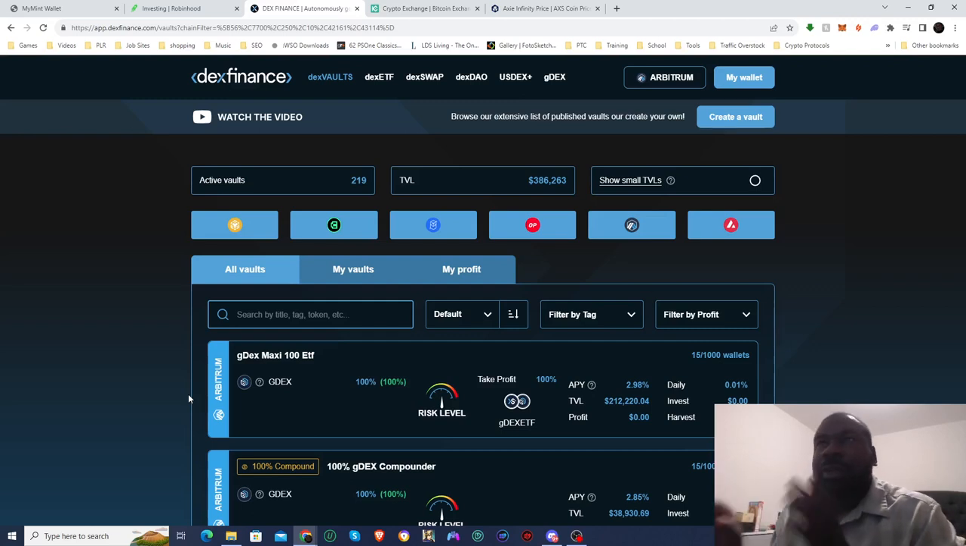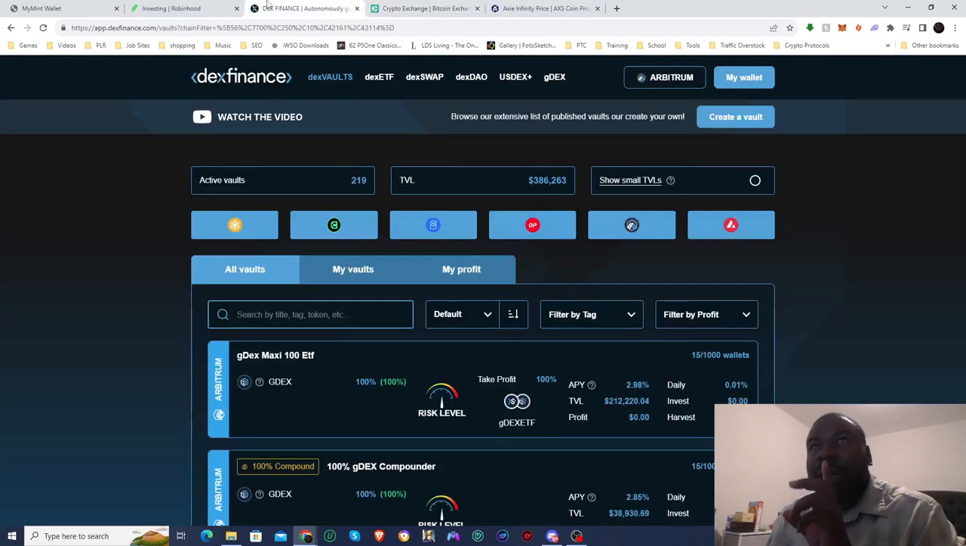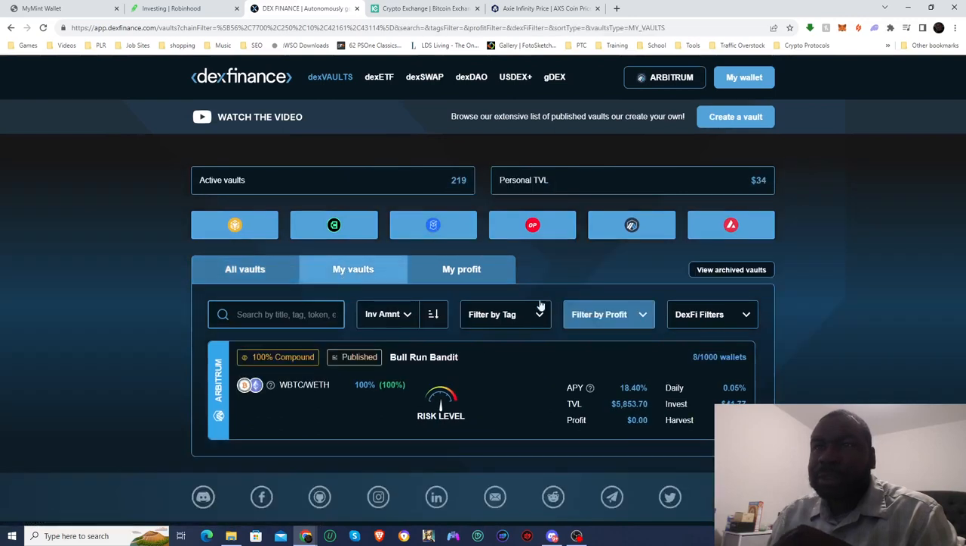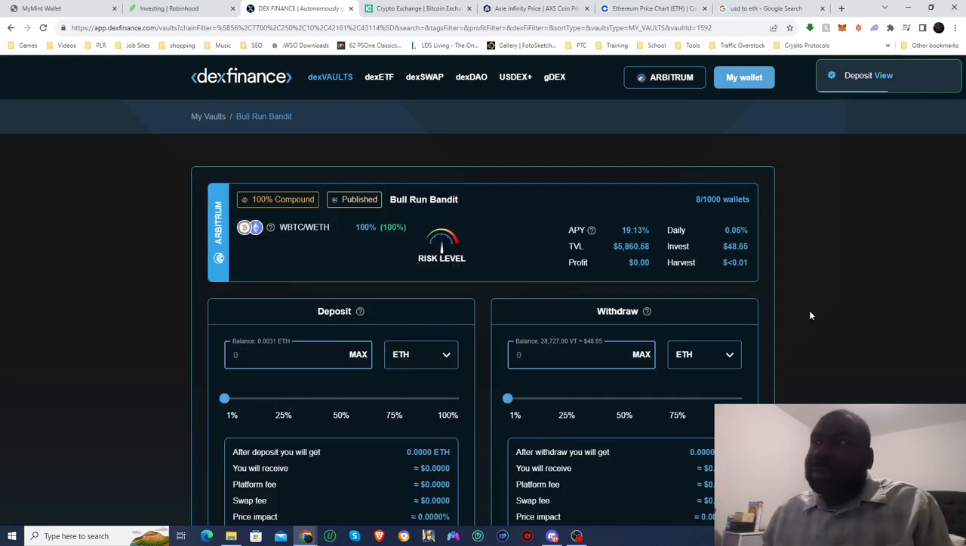So you know what? Rather than putting more into Axie Infinity, I'm going to put another $7 into the vault, into my Bull Run Bandit vault. There we go. So I'm putting another $7 into here. So I'm gonna cut it and then come back after I made the deposit. All right, and the transaction just went through.